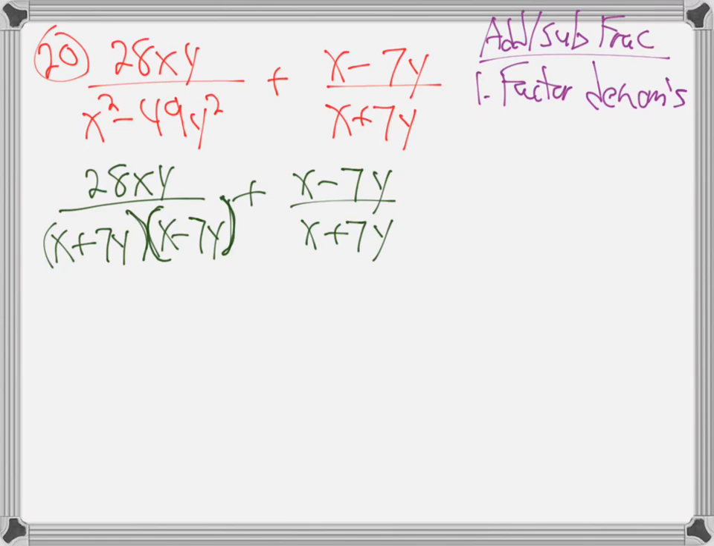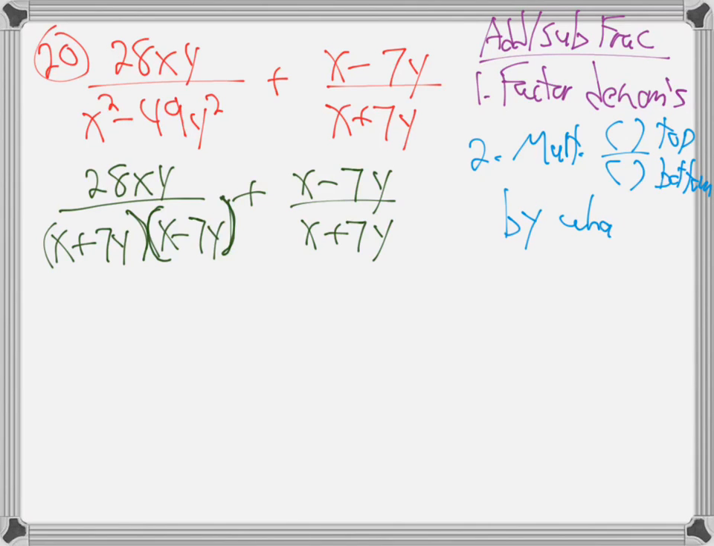Now, step two, multiply top and bottom by what is missing. Give them what they're missing. Because what's our goal here? We want to make the bottoms the same, right? We got to make those bottoms the same.